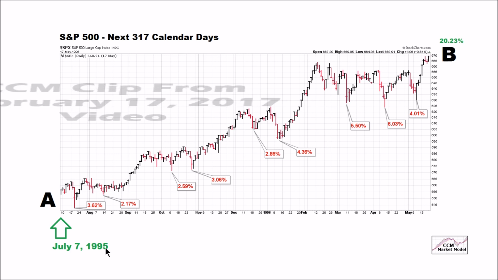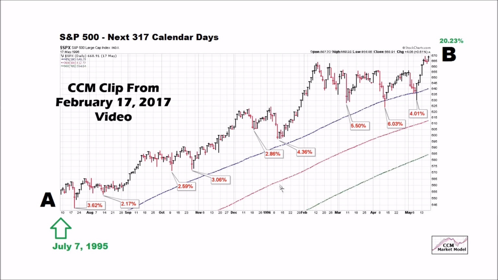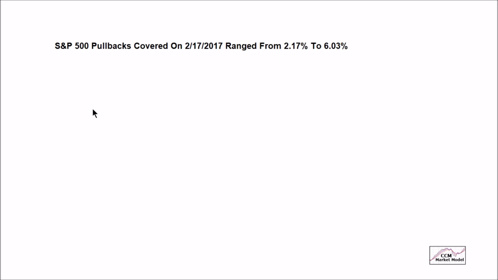Similar situation in the 1995 example, a lot of volatility with price. If we overlay our 100, 200, and 300 day moving averages, we can see the trends. Despite the volatility, the longer-term trends remained strong, telling us there's a high probability that these pullbacks will be followed by higher highs.